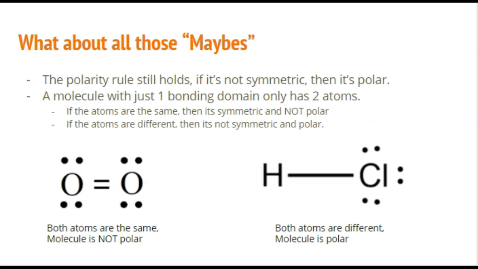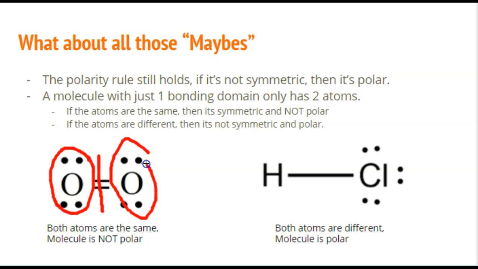So the question becomes, what about all those maybes? Well, the polarity rule is just about symmetry. We can go down through and make conclusions about these in general, but really, when you have something with just 1 bonding domain, we're really looking to see if a molecule is polar or is symmetric. So if we have something like this that's linear, notice this guy is symmetric because it has the same atom on each side. So because both atoms are the same, the molecule is not polar.